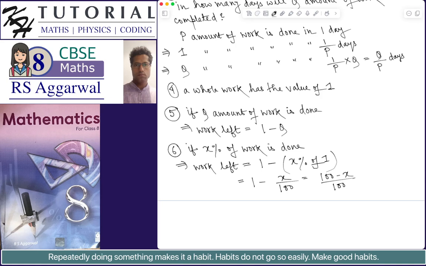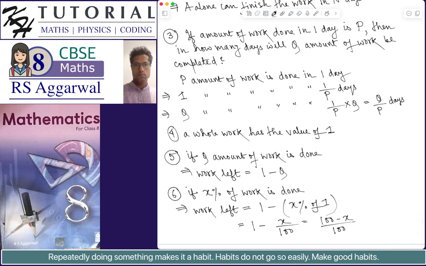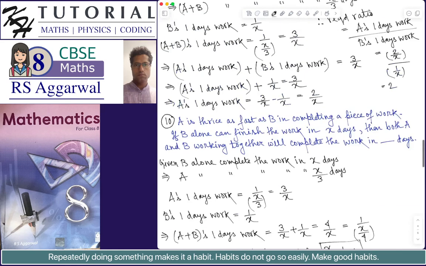Okay, so I think these are the few concepts that were frequently used in solving the problems. So I will end the video here.